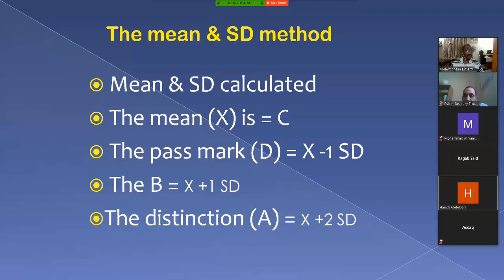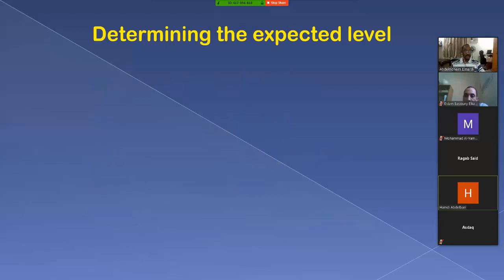So how do we calculate or determine the expected results? How do we determine the expected results so that we can say, okay, this is within our expectations, or this is beyond our expectations? So this is determining the expected level. It's called the expected level of performance based on the current situation. It should be based on the following.